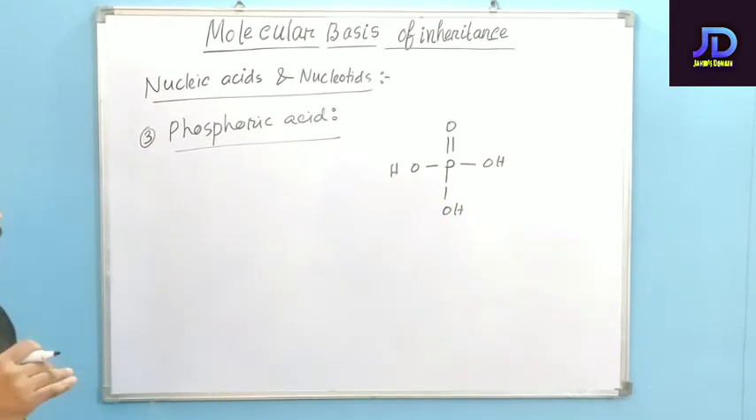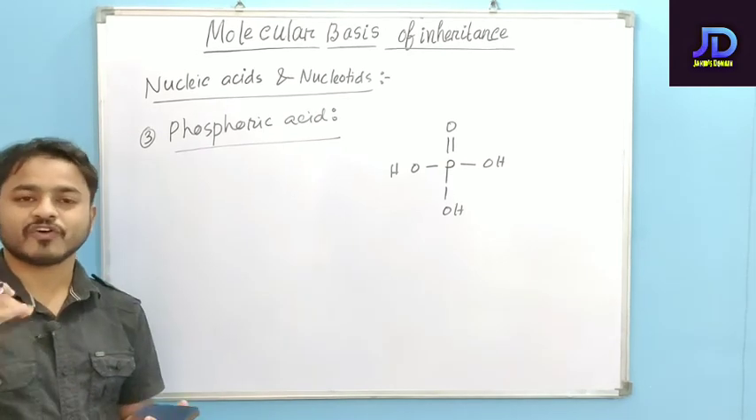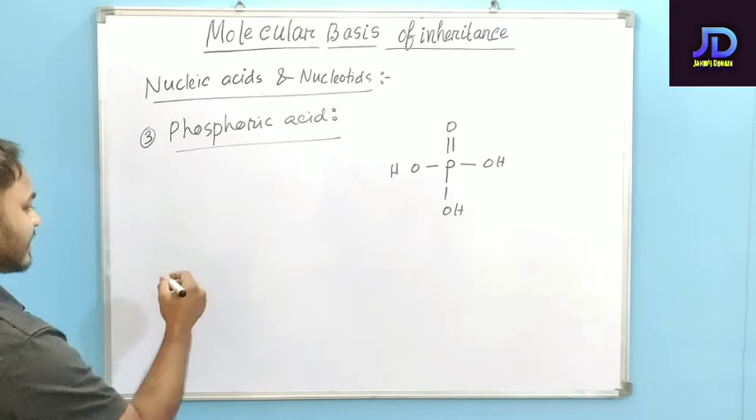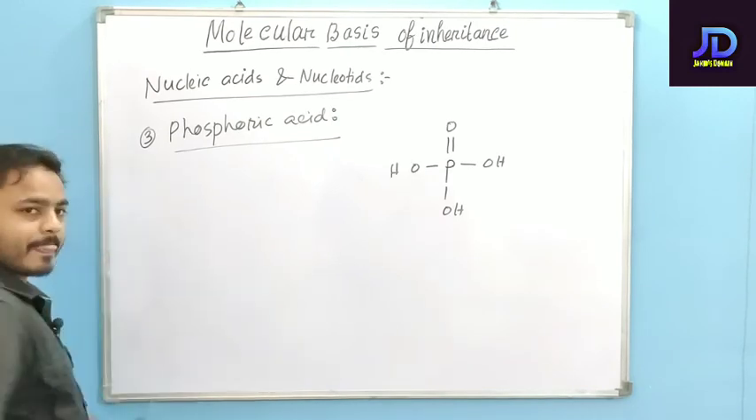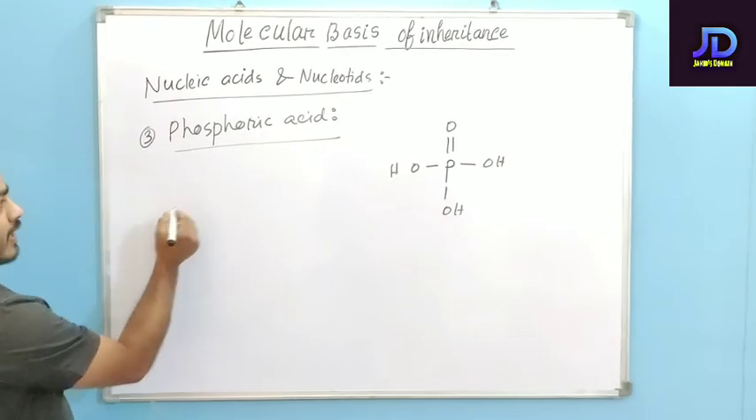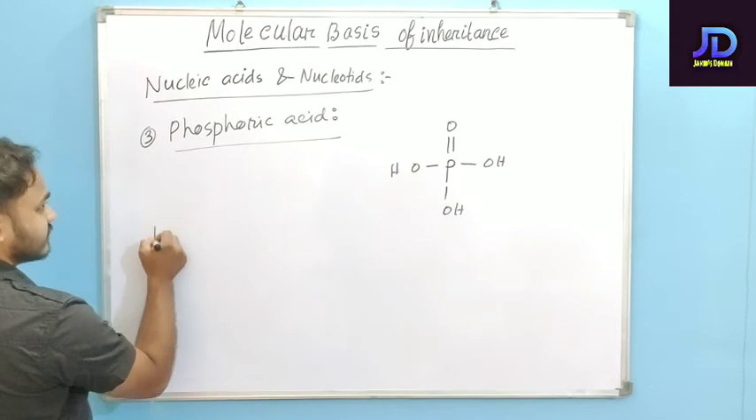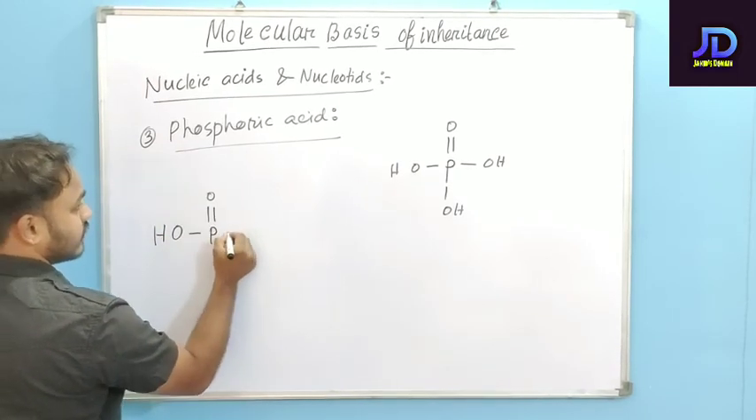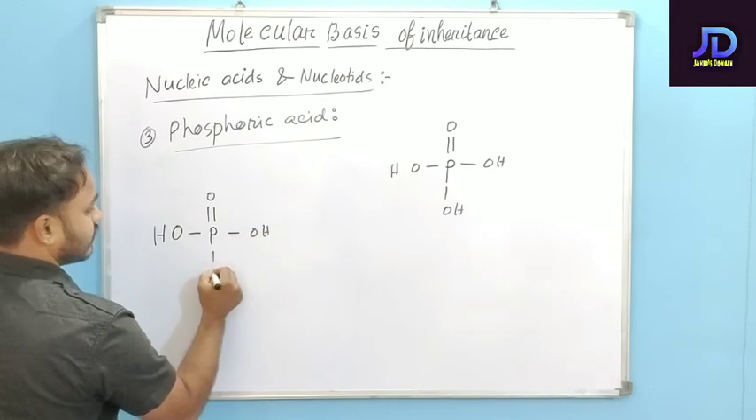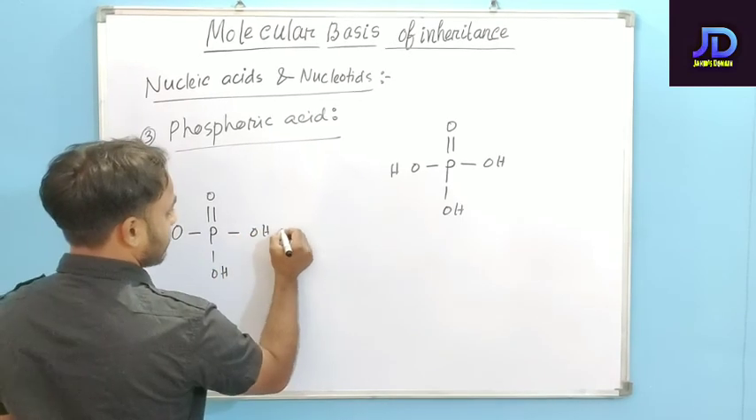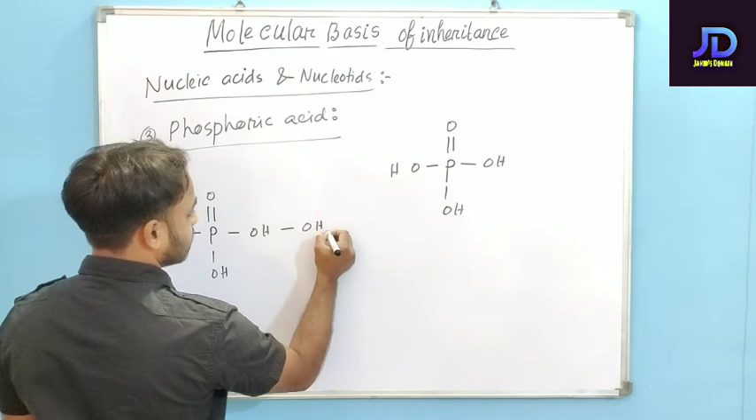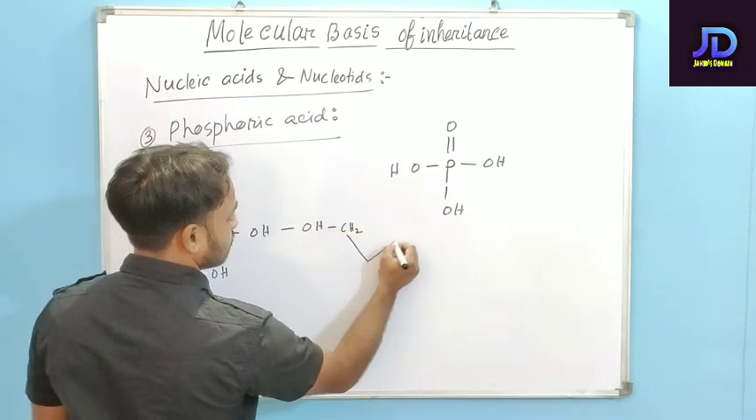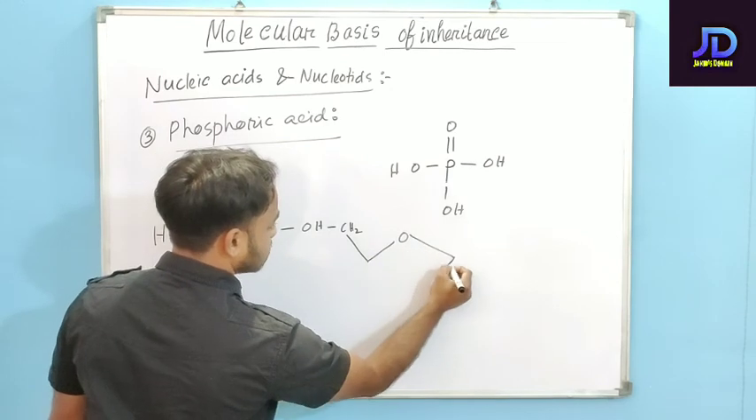Now we'll combine all the components to form a nucleotide. How exactly does it look? See how it looks. Now we'll draw the complete nucleotide. Here O, here OH, and here OH. See OH, it will look like this, something like that.